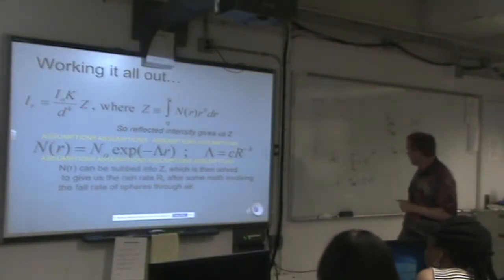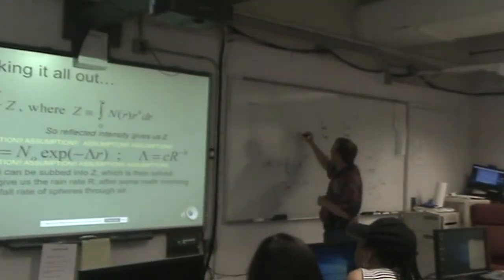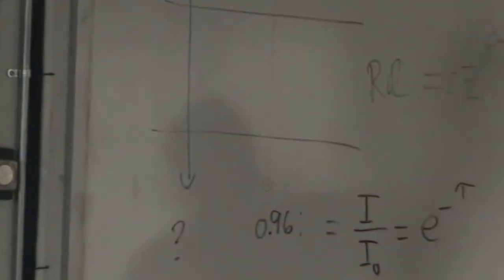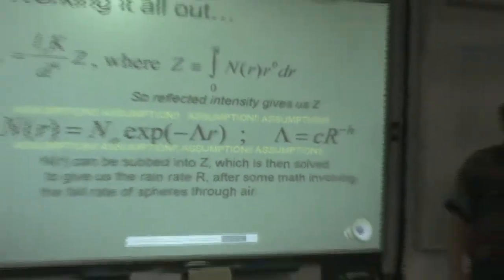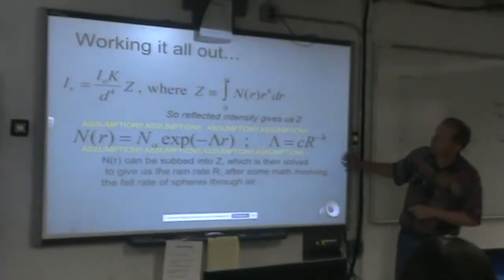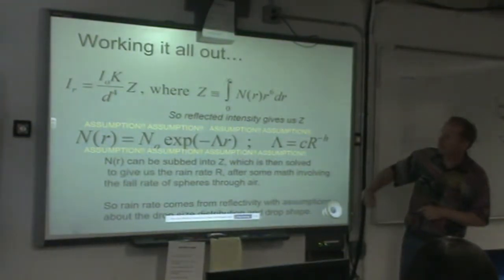And in fact, what you get is that rain rate goes as some constant times Z to some power. Usually you put the power on the rain rate. I don't know why they do that. That's the type of equation that you get. And that's how we do radar. But it all comes down to a bunch of assumptions that you're making. You just have to remember, okay, maybe the distributions aren't quite right. So rain rate comes from reflectivity with assumptions about drop size, diameter, and drop shape.